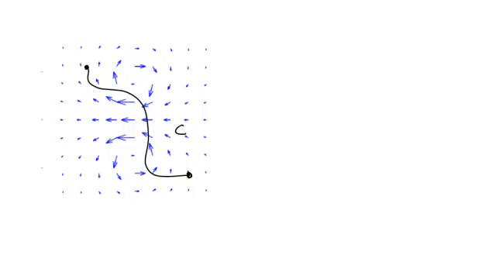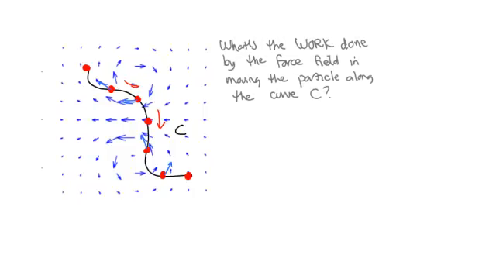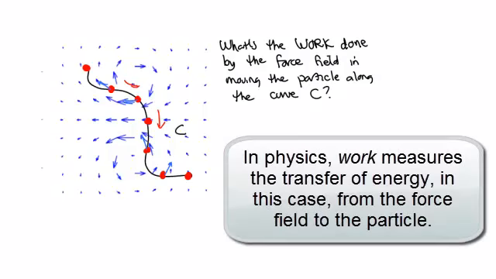And the idea is we're going to imagine a particle on this curve, and this particle is going to move its way along this track from a beginning point to an ending point. As the particle moves, the force field is pushing and pulling on it at different points. Sometimes it's pushing in some directions, sometimes in other directions right here. And we can ask, what's the work done by the force field in moving the particle along the curve C?